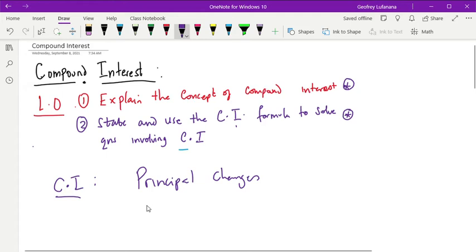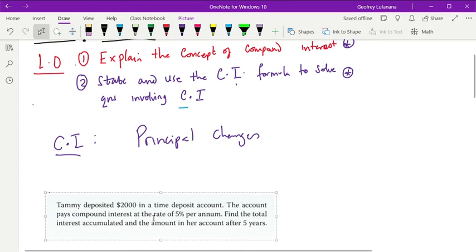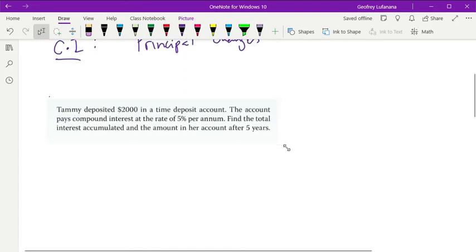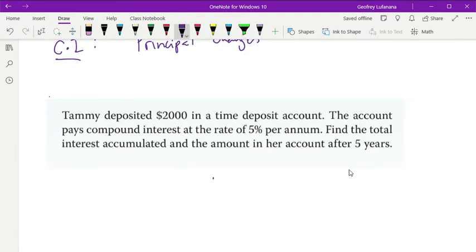Okay, let's use this example to illustrate compound interest. The question says that Tammy deposited $2,000 in a time deposit account. The account pays a compound interest of 5% per annum. Find the total interest accumulated and the amount on her account after 5 years. Now, because this is a long process, I am going to work with it for 3 years for purposes of quickly getting the formula for you, and we concentrate on how to use the formula.